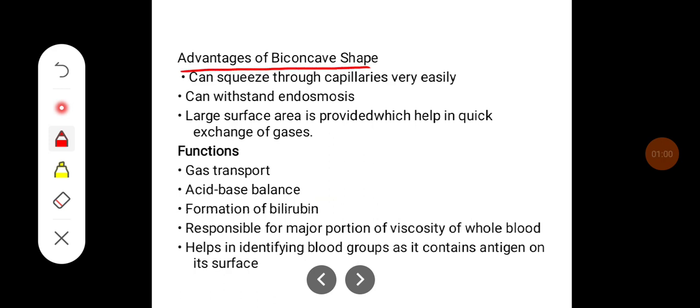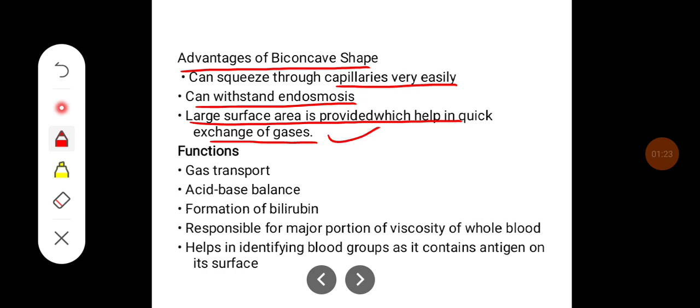Since RBC has a biconcave shape, the advantage of this biconcave shape is that they can squeeze through the capillaries very easily. It can withstand endosmosis for longer, and a larger surface area is provided because of the biconcave shape, which helps in quick exchange of gases across the capillary membrane.